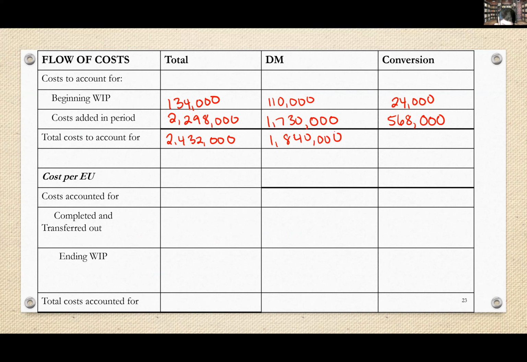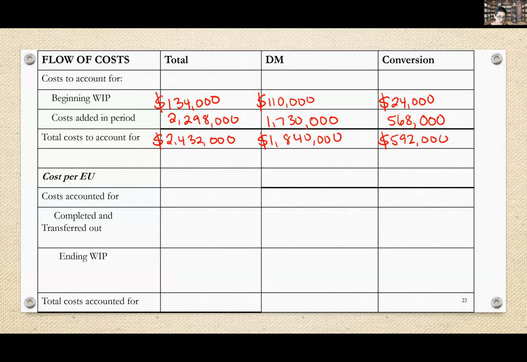1,840,000 of that is direct materials, and 592,000 of that is conversion cost. And this is money. Okay, so these are not units, these are the money associated with the units above. Now we're going to figure out what is the cost per equivalent unit.